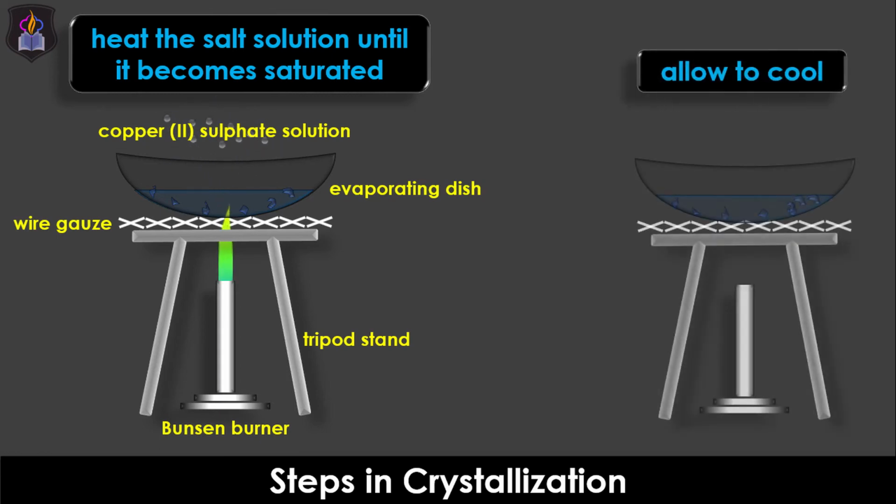Then allow the mixture to cool for some time to allow the formation of more crystals. This is because the solubility of solids is directly proportional to temperature. Hence, as the temperature of the solution decreases, the solubility of the copper(II) sulfate in the solution also decreases. The formation of the salt crystals from its solution would be completed when the saturated mixture cools to room temperature.